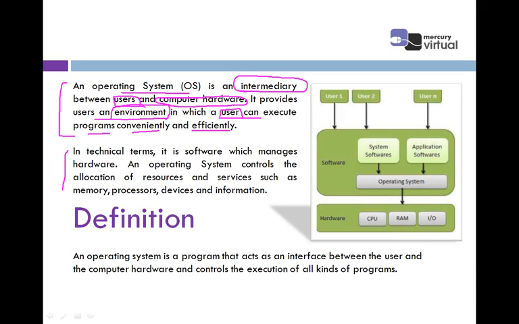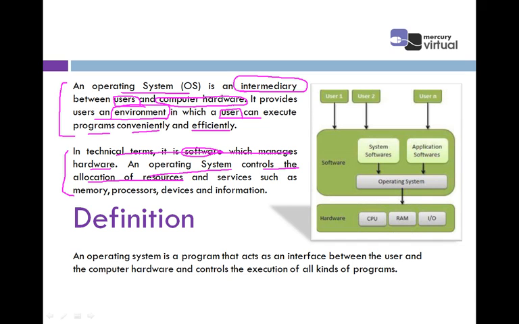Another definition says, in technical terms, it is a software which manages hardware. As I told you, software cannot be touched, that is intangible in nature, and hardware can be touched, that is tangible in nature. So the operating system is not touched; it is a software which manages hardware. How to operate the system, how to use the hardware, is done by the operating system. An operating system controls the allocation of resources.